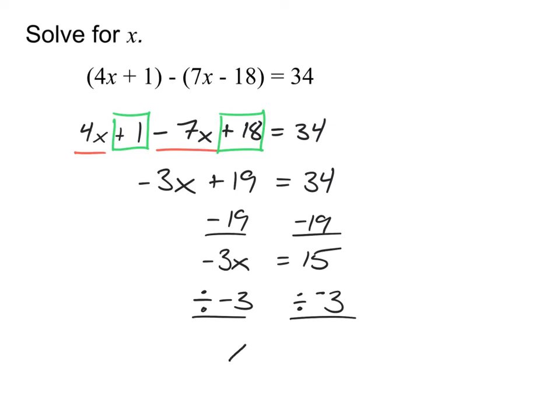And so then I'm going to be left with x equals a positive divided by a negative is a negative, and 15 divided by 3 is 5. So x equals negative 5. And again, since we have the x now by itself on that side, we've solved it. We know then that x equals negative 5.